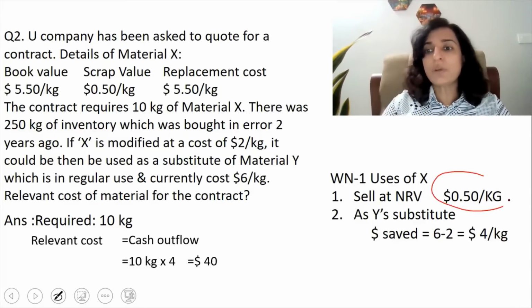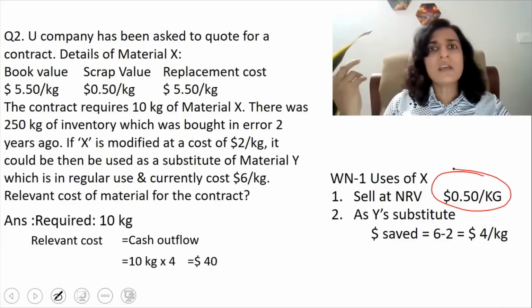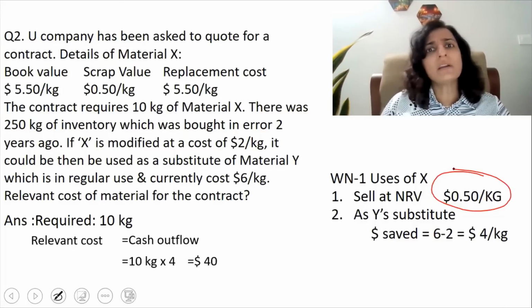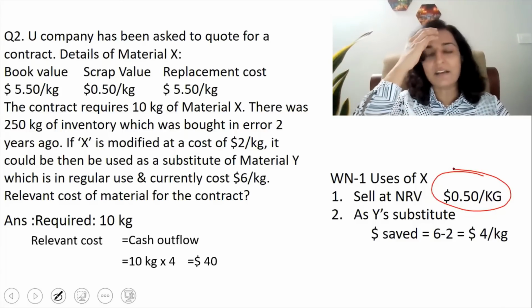Please do not get confused with $0.5, because we had no intention of selling it in the open market at $0.5. I hope it is clear.